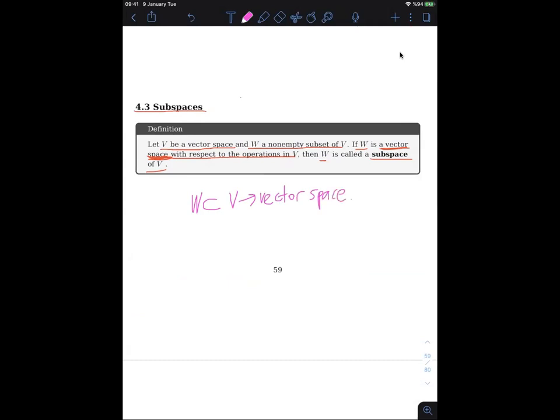And if W is a vector space as well, if W is a vector space, then we call W a subspace of V, okay?